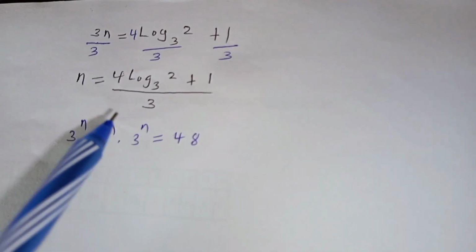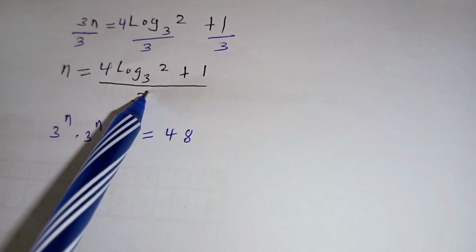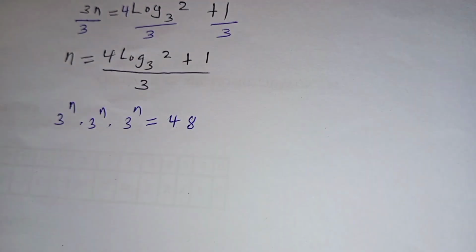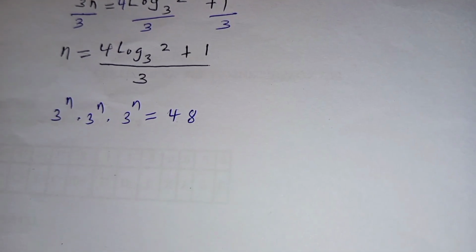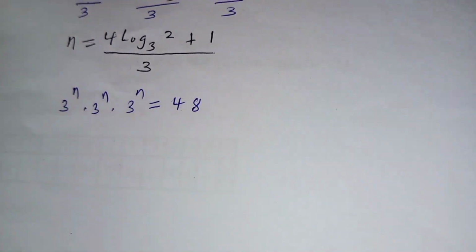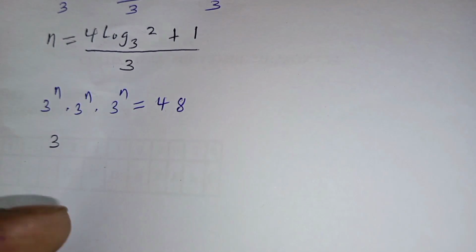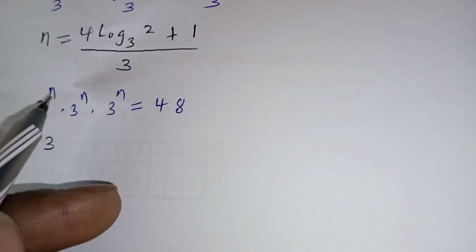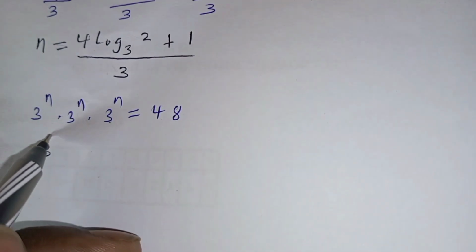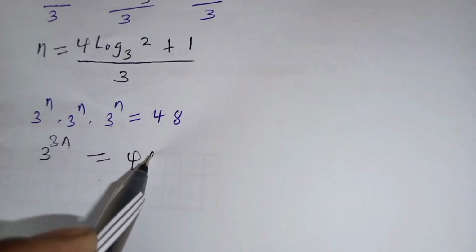So verifying means that now our value of n, which is 4 log of 2 to base 3 plus 1 divided by 3, substituting here and checking whether on the left hand side we will have 48. Remember, we have said that on the left hand side we can add the index. So instead of 3 power n multiplying 3 power n multiplying 3 power n, we can write it as 3 to the power of n being equal to 48.